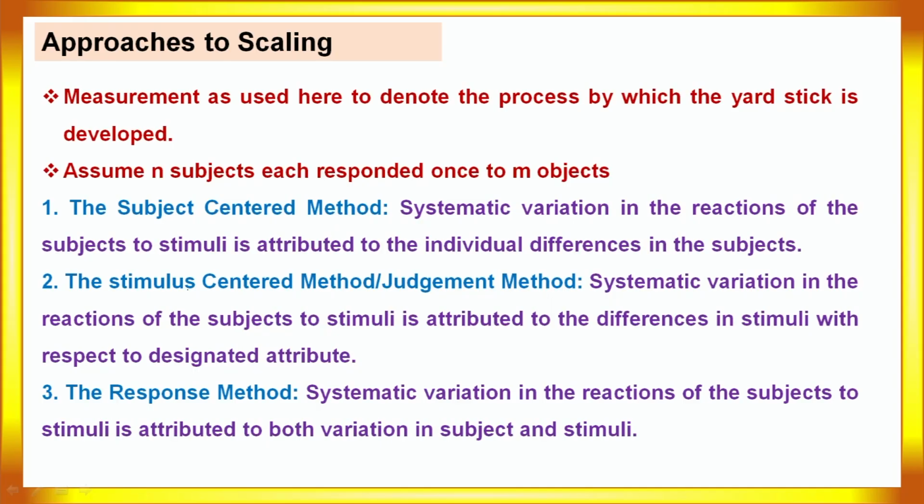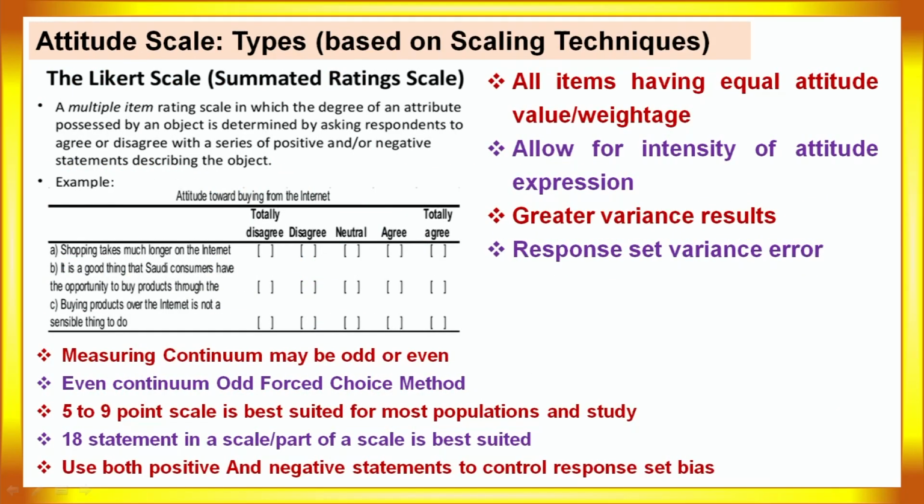Okay. So, for now these are the three broader backgrounds of development of the different types of scaling. Given that, the first type of scale is based on the subject-centered method. We call it, and it is popularly known as, the Likert scale. The more technical name is summated rating scale.